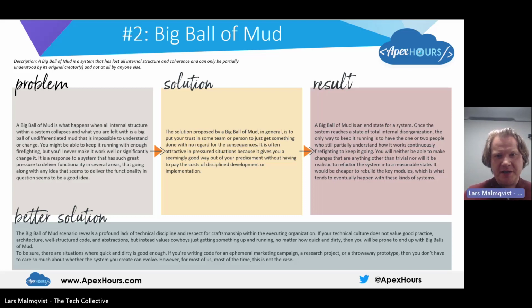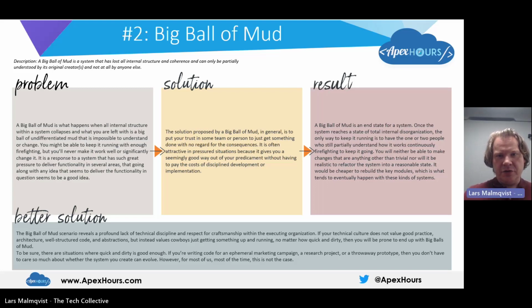So the big ball of mud is what happens when a system loses all internal structure and coherence and becomes virtually impossible to understand or modify by anyone, sometimes even its original creator. It is effectively the end point of what happens if you don't have any practices or architecture governance or care at all about anti-patterns, right? It is the thing that occurs when you just get things done without worrying about how they get done.